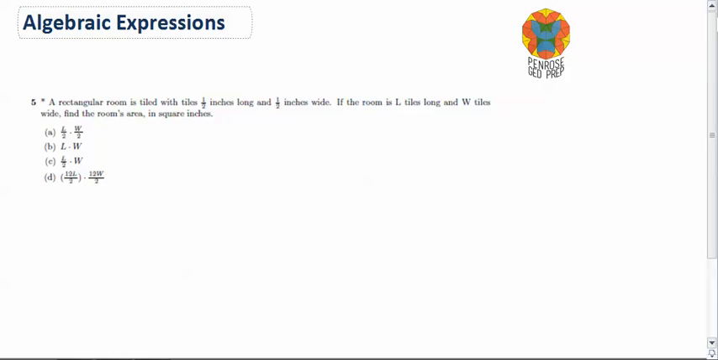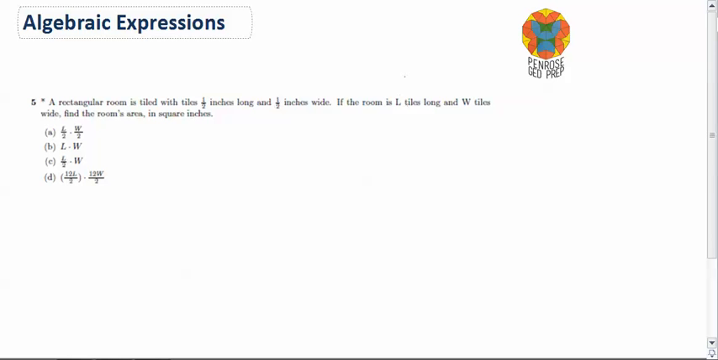This problem asks us to write an algebraic expression, but we don't have as straightforward of a phrase to work with. We're not told exactly what happens to the numbers in question. So let's take a look at what's going on. A rectangular room is tiled with tiles 1/2 inches long and 1/2 inches wide. If the room is L tiles long and W tiles wide, find the room's area in square inches.